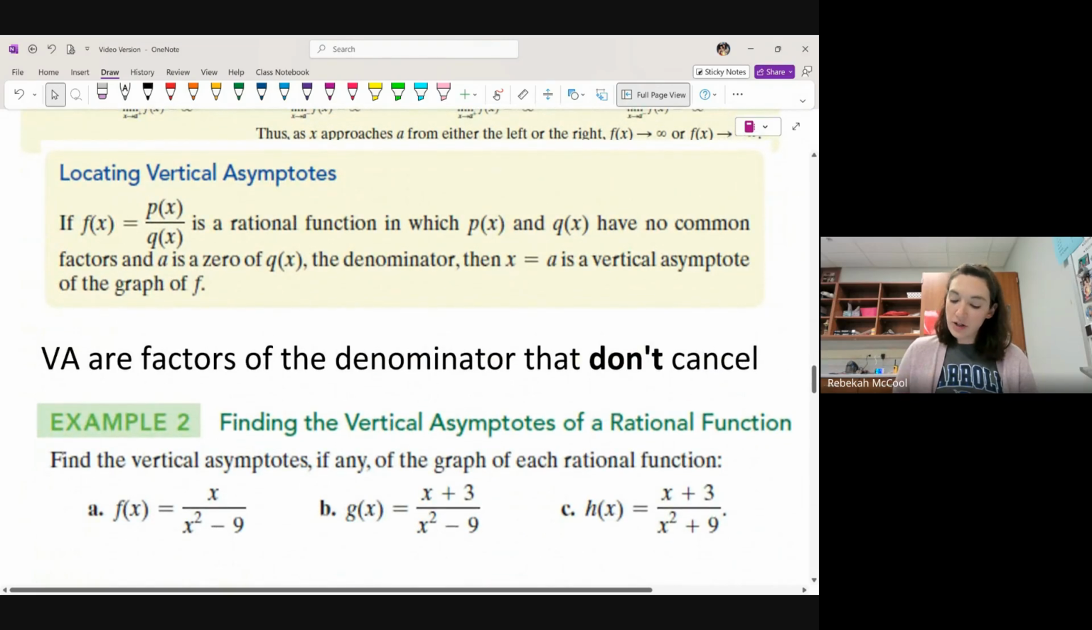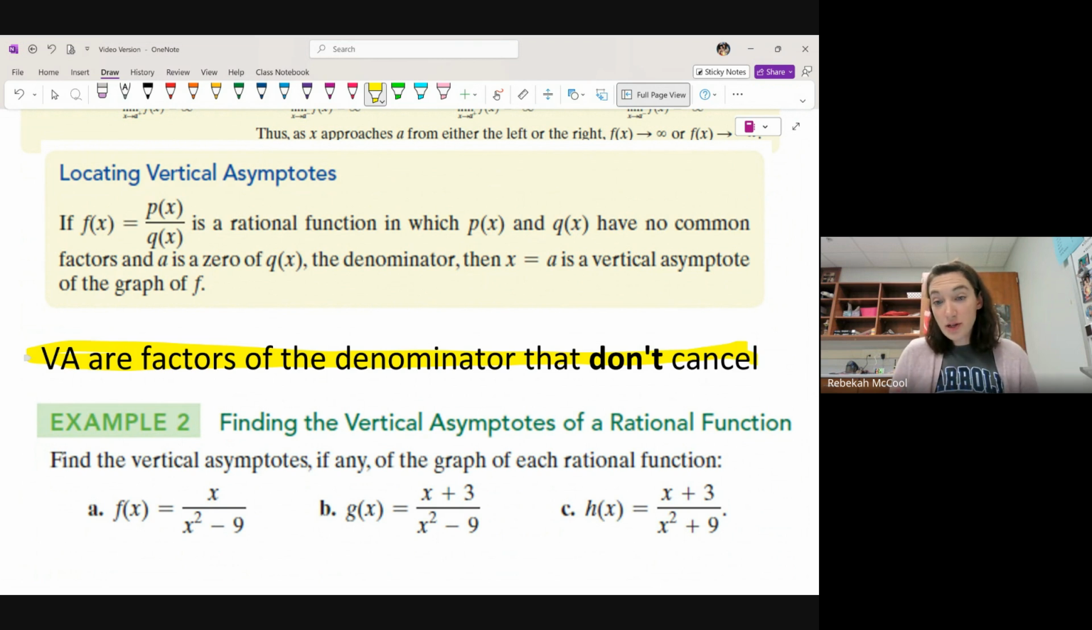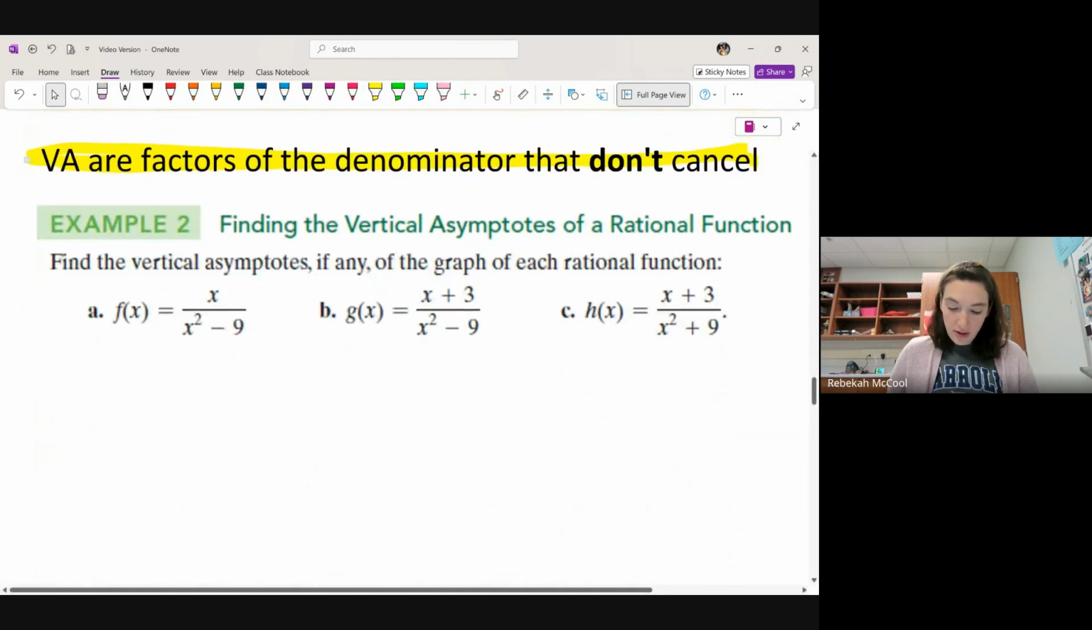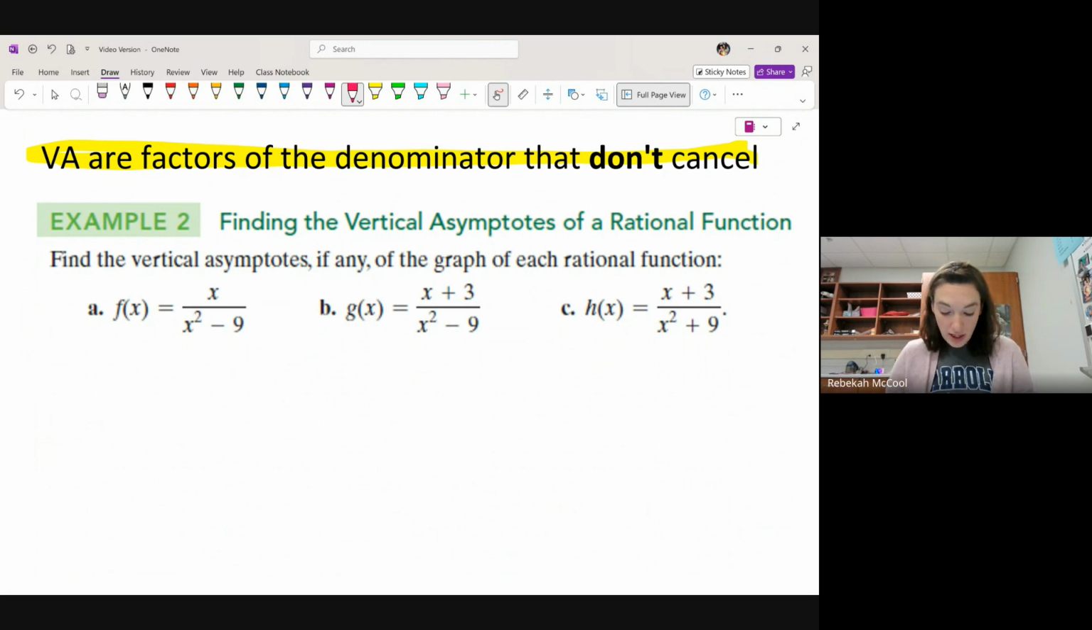Let's say we have a rational function that has no common factors, then the zeros of the denominator are going to be vertical asymptotes. The way I like to say it is vertical asymptotes are factors of the denominator that don't cancel. So let's say we've got these functions here. That means we're not just going to factor the denominator, we're also going to need to factor the numerator to see if things are going to cancel.